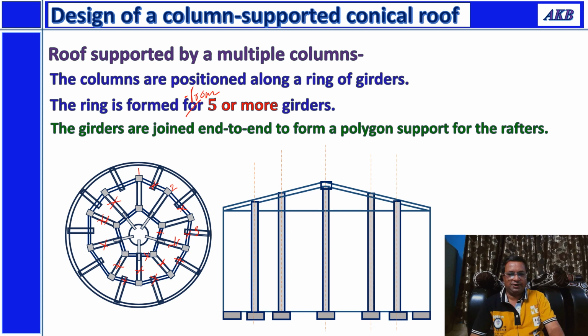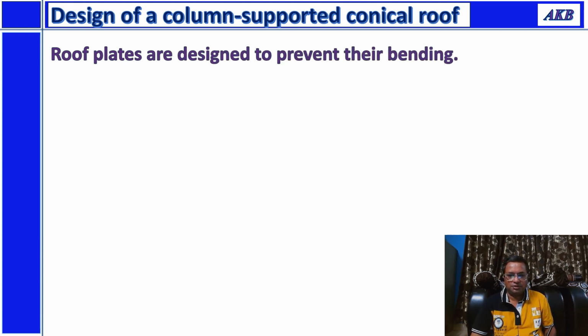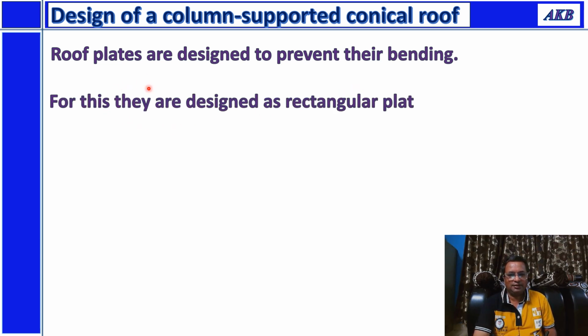Okay, now let us move ahead. Now for such columns, roof plates are designed. You have to design roof plates so that their bending is prevented. You have to design the roof plates to prevent their bending. Bending should be avoided, and in order to avoid bending, a proper design has to be done for the roof plates. To prevent bending, what is done is they are designed as rectangular plates.